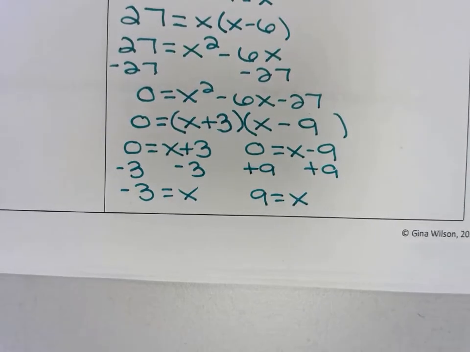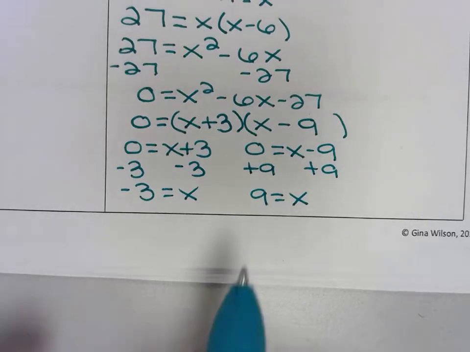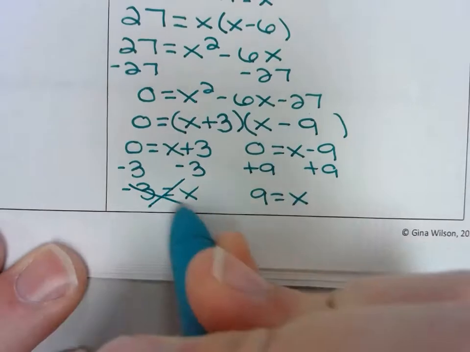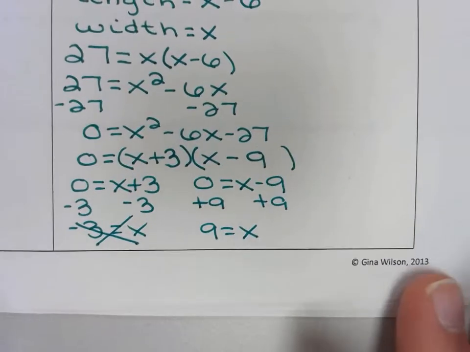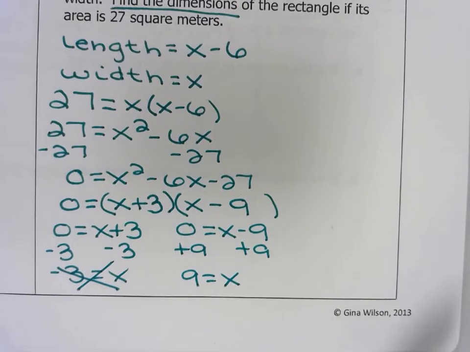Always think about it in the context of your story problem. X represents the width. So which of these numbers cannot be a width? I cannot have a negative width. I cannot measure a side of something into the negative. So, have I answered the question? I got 9 equals x. Have I answered the question?